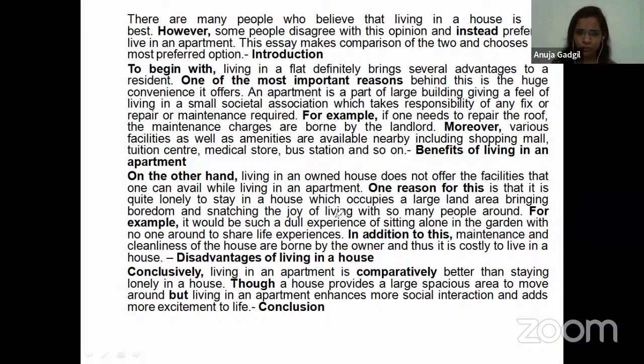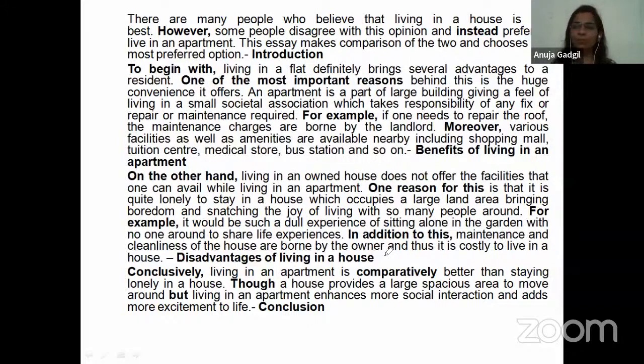But if you're living in a house, that house is preferably a bungalow, which will generally be located in a far off place, somewhere away from the city, then you will have such disadvantages. It's a lonely place. You cannot socialize. You can't be around people because there won't be many people living in such a remote place. It's a dull experience living away from people in a lonely house. And you know what? Maintenance, cleanliness, you will have to bear all expenses, as an owner, if you're owning that house.